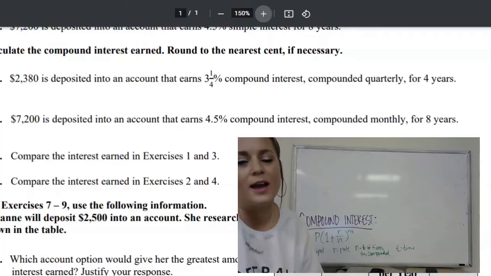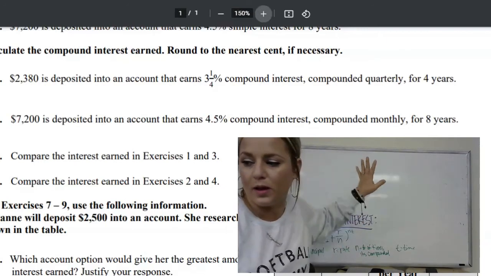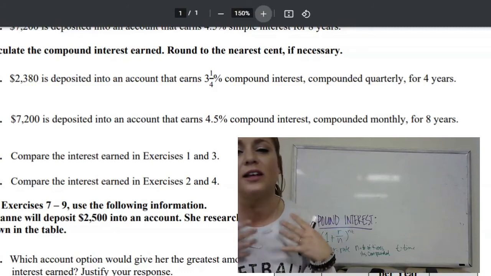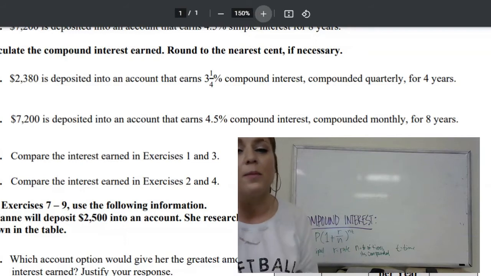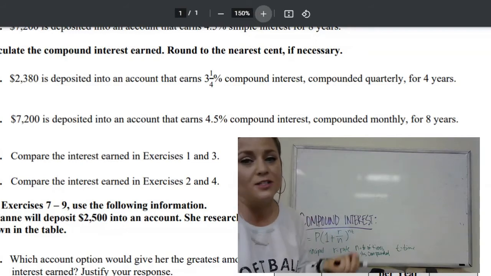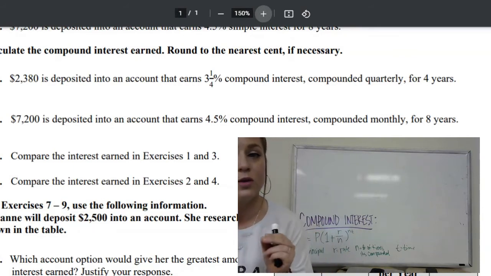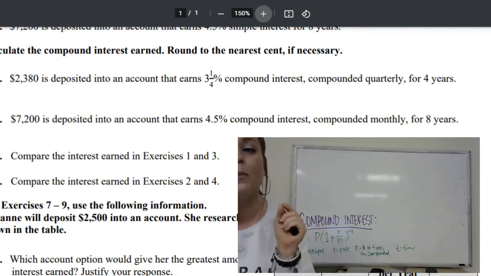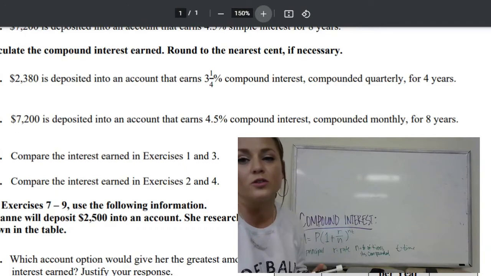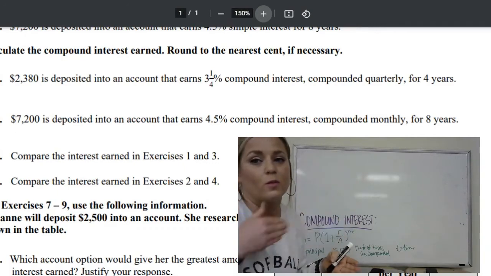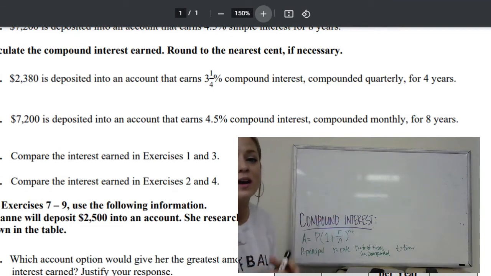All right, guys. So now we're back. I'm going to leave this bottom part so I can write in what we're plugging in where. All right, so it wants us to calculate the compound interest earned and wants us to round to the nearest cent if necessary. So number 3 says $2,380 is deposited into an account that earns 3.14% compound interest compounded quarterly. We know quarter is 4, and then for 4 years. Okay, so it's compounded each quarter. So every 3 months, 4 times a year. Okay. And we want to figure out what is the compound interest.